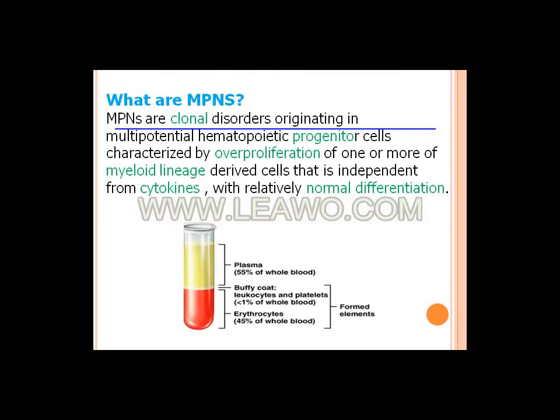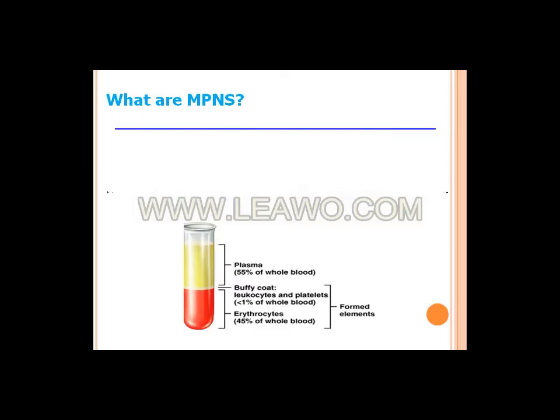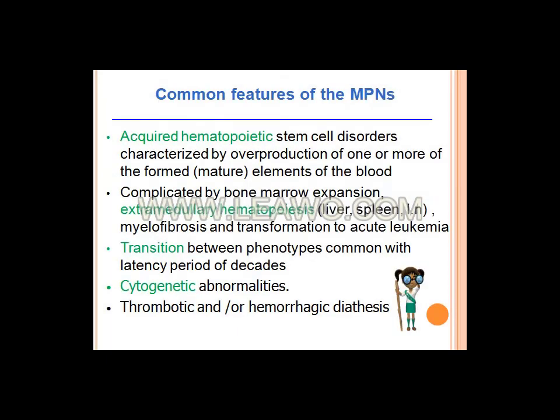So, what are myeloproliferative neoplasms? Myeloproliferative neoplasms are clonal disorders originating in multipotential hematopoietic progenitor cells. They are characterized by overproliferation of one or more of the myeloid lineage-derived cells that is independent from cytokines, with relatively normal differentiation. Just notice that all the physiology which we discussed before was reversed in myeloproliferative neoplasms.